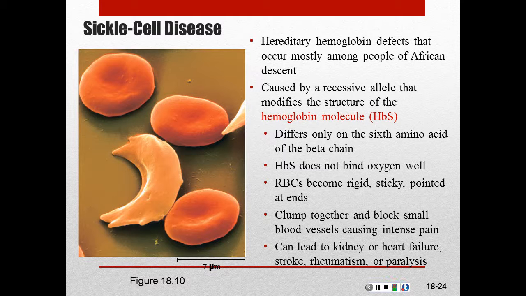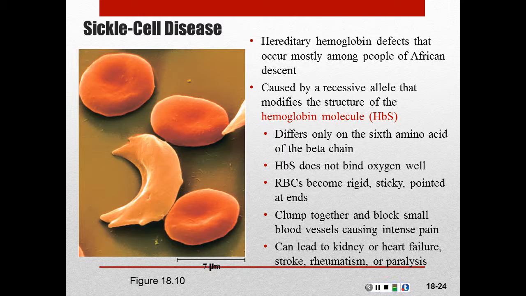Now, the blockage of the circulation can lead to kidney and heart failure, stroke, rheumatism, as well as paralysis. Now, hemolysis may cause anemia and hypoxemia resulting from further sickling. Chronic hypoxemia also causes fatigue, weakness, mental deficiency, and organ deterioration. Hemopoietic cells become enlarged and misshaped.